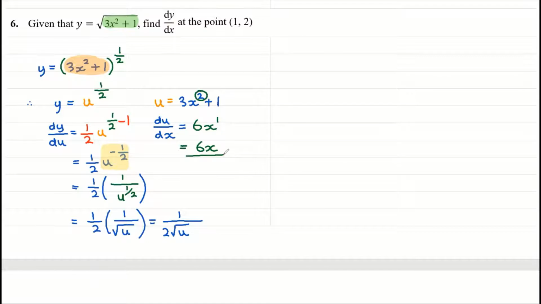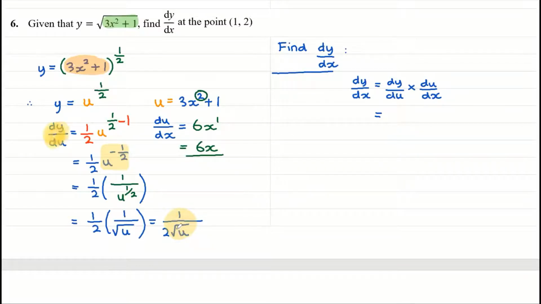Now let's find dy by dx. Okay. So combine the two. So dy by dx is going to equal dy by du multiplied by du by dx. Okay, so we multiply them together. Well, we've got the tidied up version, which is 1 over 2 root u, which is here. That's what dy by du is. Remember, that's all equal all the way down to there. So I'll just write that in. It's 1 over 2 root u multiplied by du by dx, which is 6x.